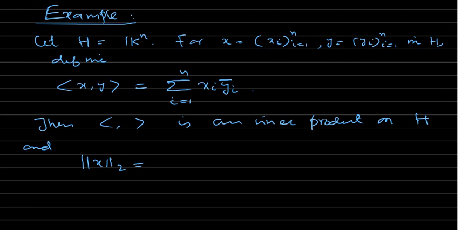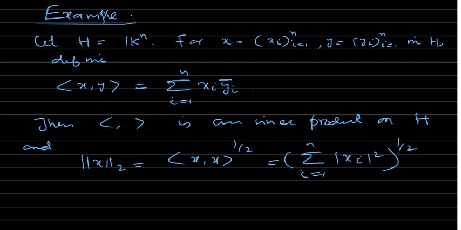Norm is inner product of x with x. What's that? That's xi times xi conjugate, which is mod of xi square. Its square root. This is actually inner product of x with x power 1 by 2, which is equal to summation i runs from 1 to n of mod xi square, whole power 1 by 2. This is a norm. Clearly it's a norm, it has already been verified. And we know that with respect to this norm, this H is complete. It's either Rn or C. It's complete with respect to what is called the Euclidean norm.